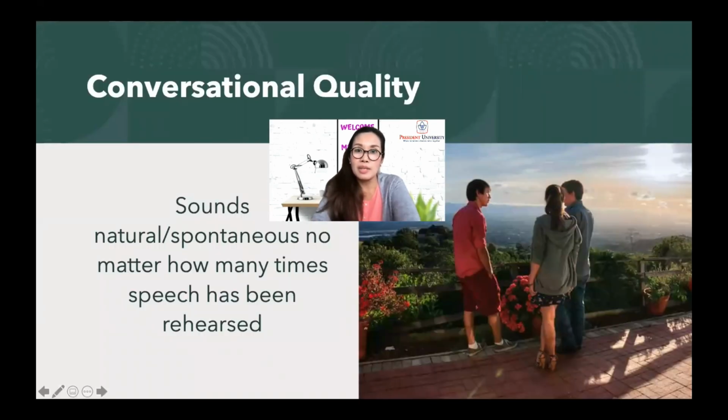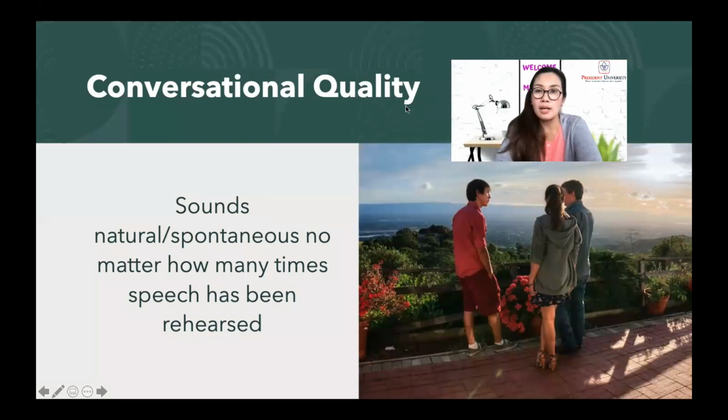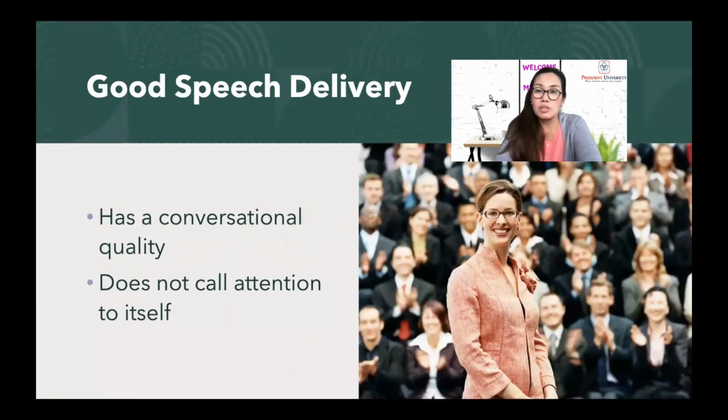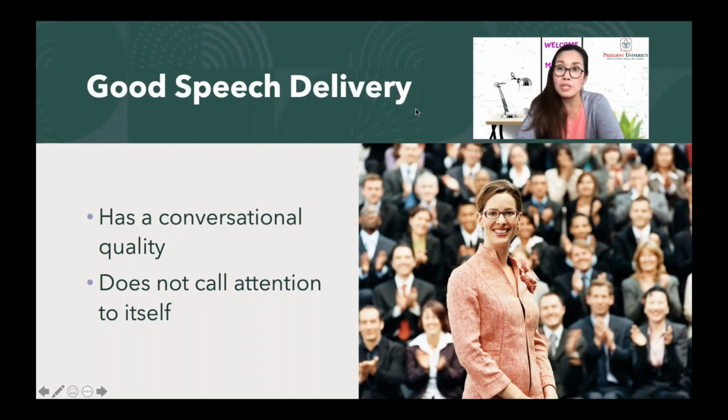So when we think about conversational quality, we need to think that speech needs to be natural, or delivered as spontaneously as possible, no matter how many times it is practiced. We need to be able to produce a speech which is effortless. With that being said, a good speech delivery is one that has a conversational quality, that is natural, that is spontaneous. So people know that this particular person is delivering a speech.